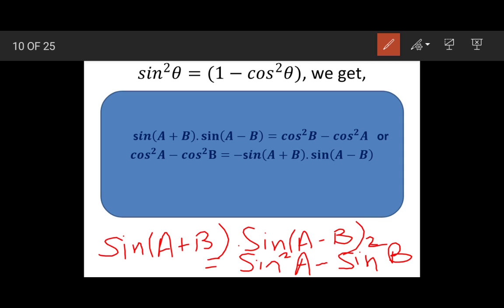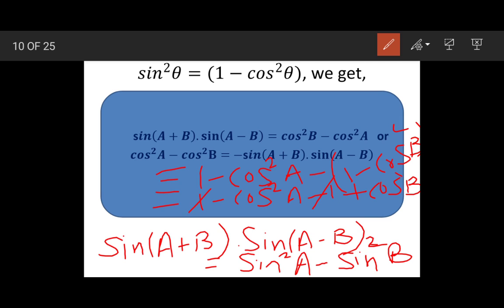Then what we will get, sin²A is 1 minus cos²A, right? Then minus sin²B is 1 minus cos²B, right? So that will be 1 minus cos²A minus 1 plus cos²B. So plus 1 minus 1 cancel. So finally, first we write the positive term, so cos²B minus cos²A.